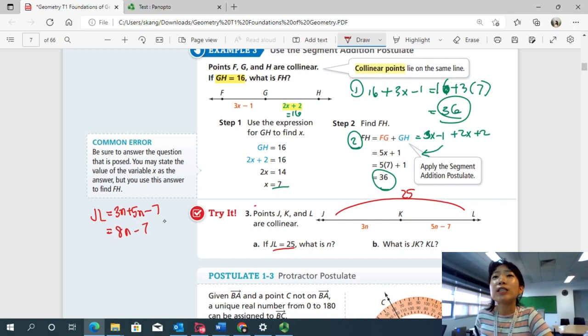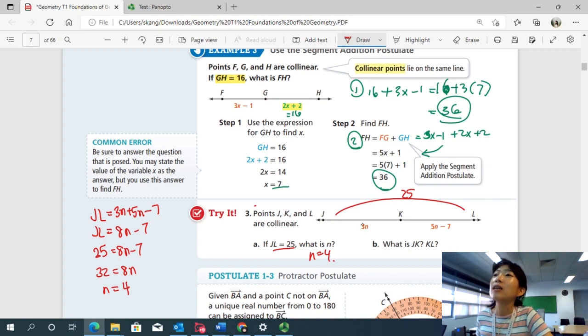And then you know that JL is 25. So substitute JL by 25, and then you're going to solve for N. Add 7 on both sides, you get 32 is equal to 8N. And N is equal to 32 divided by 8, which is 4. Okay? So N is equal to 4 is the answer.